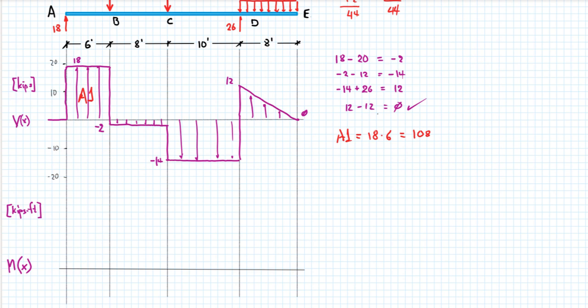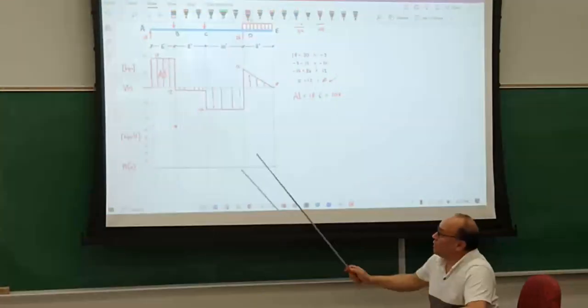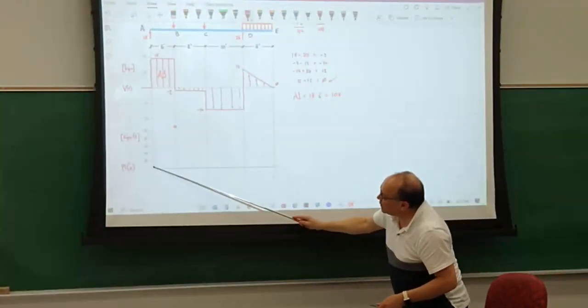So I have to put lines all the way to 100. So let's say this is 20, 40, 60, 80, 100. So 108 will be like over here. So I have to get all the way to that point over there, right? In a straight line, because the slope here is constant. So this has constant slope.